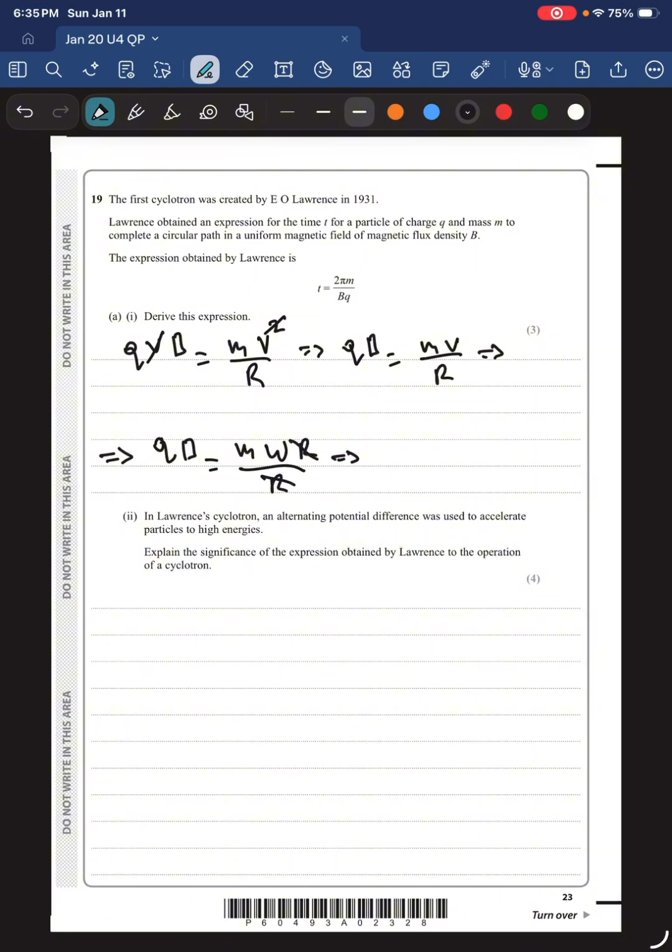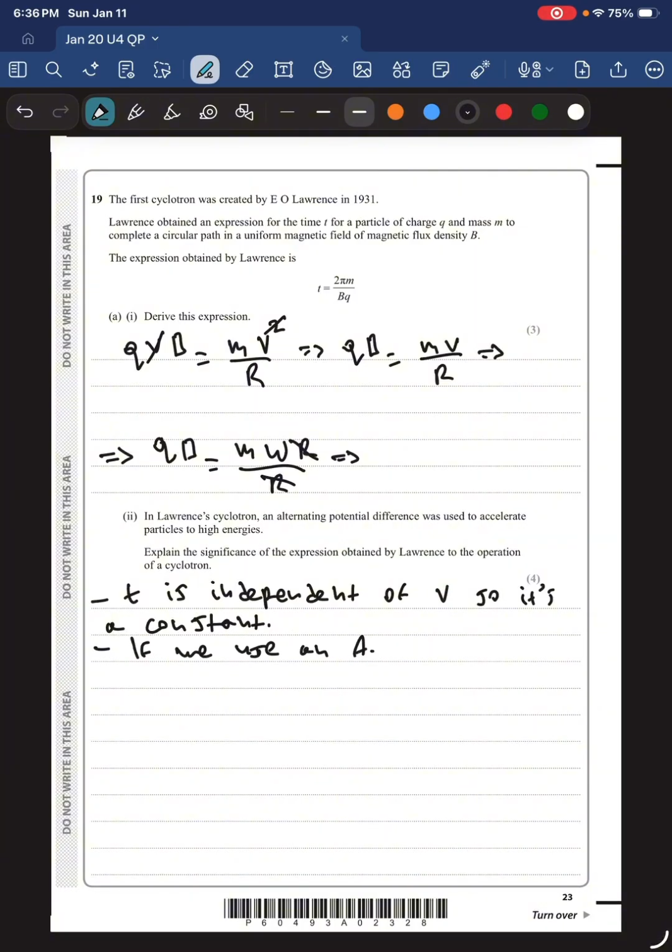Okay, part 2. In the cyclotron, an alternating potential difference was used to accelerate particles to high energies. Explain the significance of the expression obtained to the operation of a cyclotron. Okay, so T is independent of v, I mean the velocity. So it's a constant, right? And notice that the time only depends on the mass of the particle, B and q, okay? All these things are constant, okay?